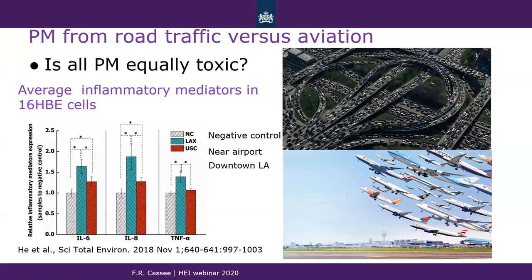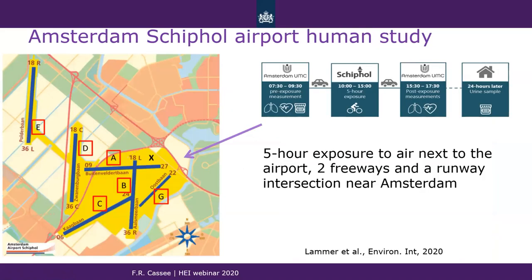As I mentioned, these are particles collected on filters. You have a lot of problems getting particles off the filter. So again, we thought, well, let's go back to the humans, because we're not here to protect cells and rats, but eventually human beings. So we took the opportunity to expose volunteers for 5 hours near the airport at a location which is kind of in between the runways and 2 busy freeways. So we captured both particles from road traffic as well as from aviation.